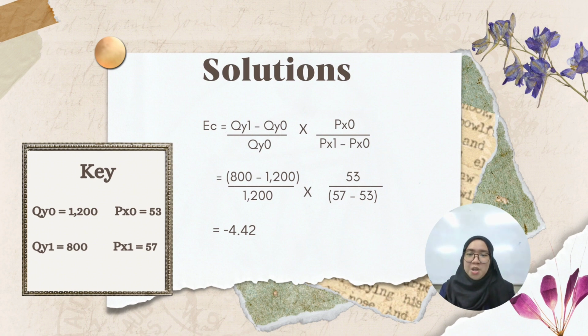So the solution is cross elasticity equals the new quantity demanded of good B, which is 800 units, minus the old quantity demanded of good B, 1,200 units, divided by the old quantity demanded of good B, which is 1,200, times the old price of good A, 53 ringgit, divided by the new price of good A, which is 57 ringgit, minus the old price, which is 53 ringgit. And then we calculate it all, and lastly we will get negative 4.42 as the final answer.